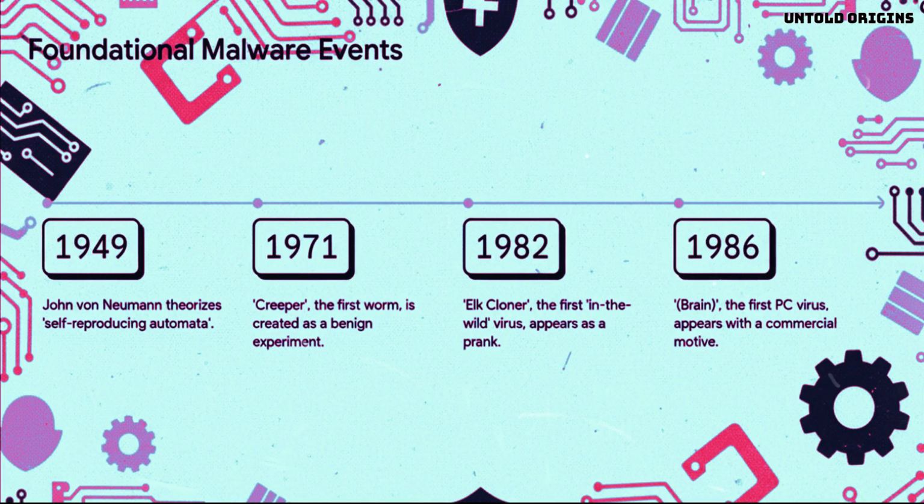Believe it or not, the idea of a computer virus is actually older than the personal computer itself. Way back in 1949, the mathematician John von Neumann was already theorizing about self-reproducing code. But it took until 1971 for Creeper, the first worm, to show up as a totally harmless experiment. Then in '82, we got Elk Cloner, the first virus to actually spread out in the wild. But the real game changer, the big turning point, was in 1986 with a virus called Brain.